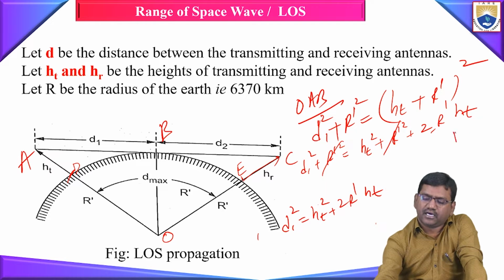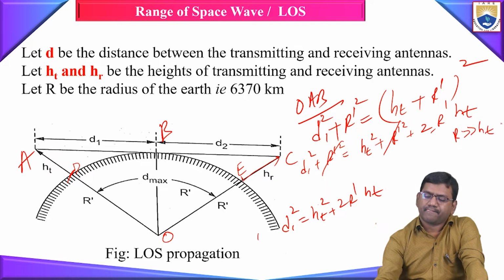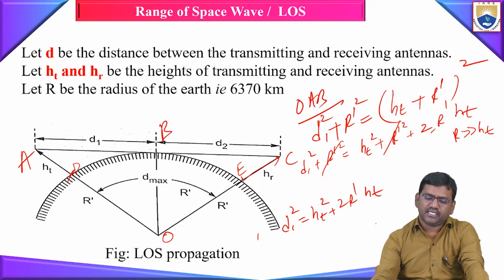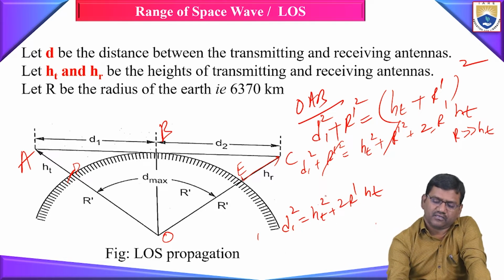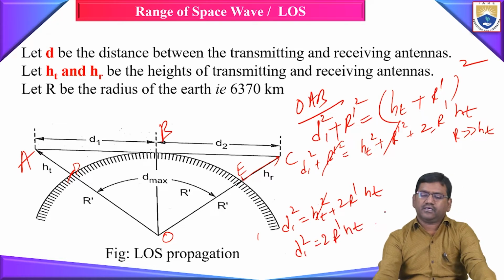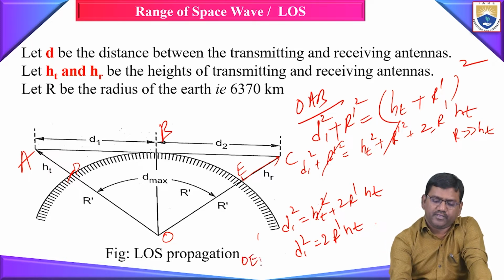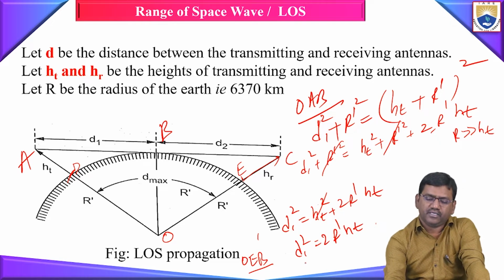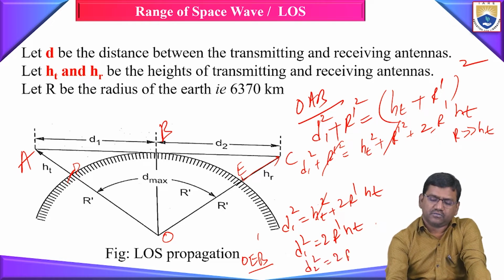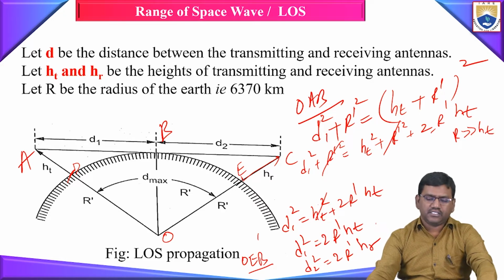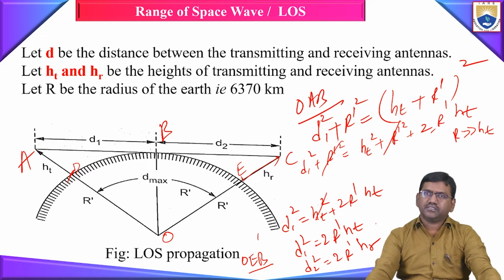I told you that R is far greater than HT. The radius is very large, in kilometers, and the height of the antenna is in meters. So as R is far greater than HT, we can ignore this HT square value. We get d1 square is equal to 2 R dash HT. Similarly, for triangle OEB, you will get d2 square is equal to 2 R dash into HR. So d1 square is equal to 2 R dash into HT and d2 square is equal to 2 R dash into HR.